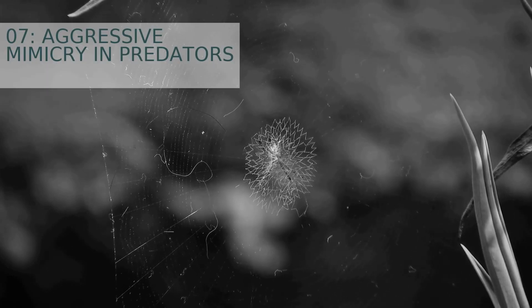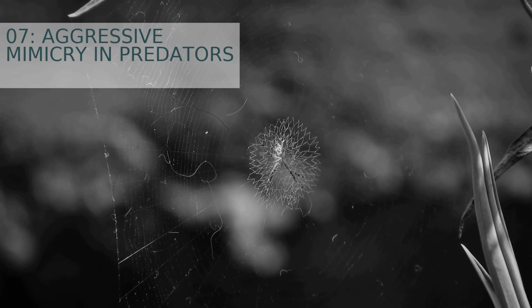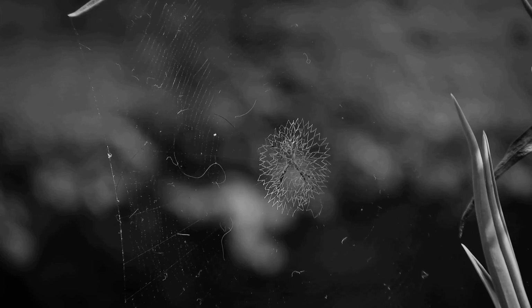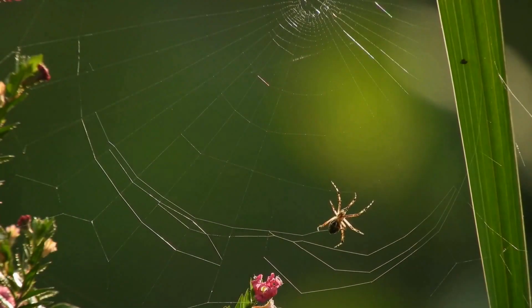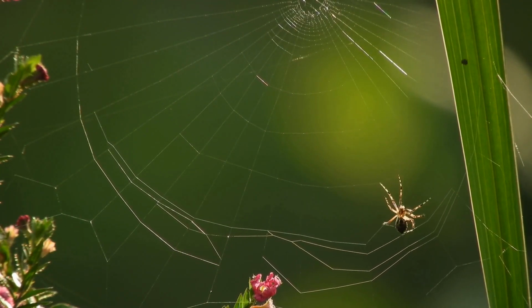Number 7. Aggressive mimicry in predators. Aggressive mimicry in predators is when a weaker animal mimics a more powerful animal in order to gain an advantage when hunting or defending itself. This type of mimicry is common in animals such as snakes, spiders, and fish.